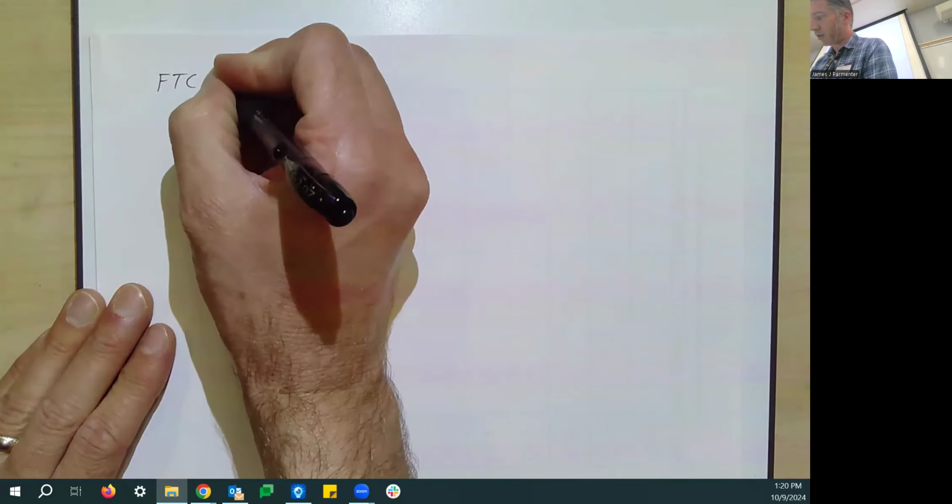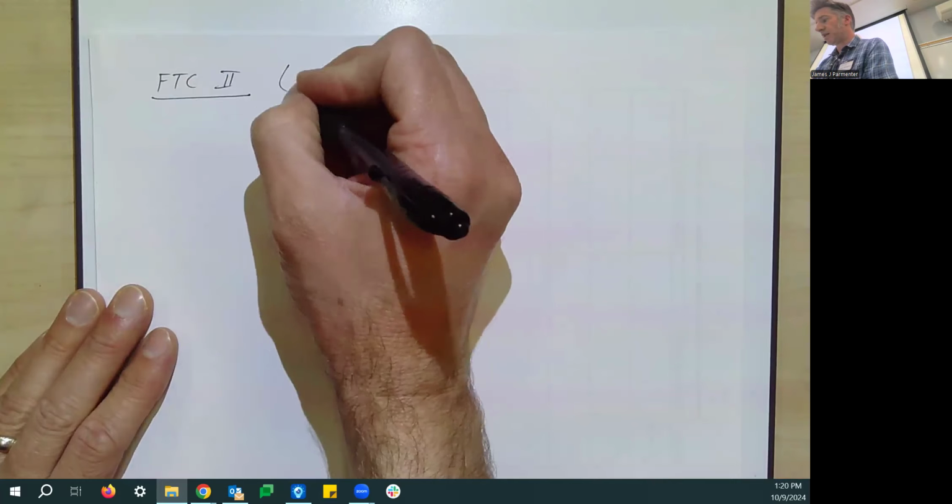Fundamental theorem of calculus, part 2, also known as the evaluation theorem.